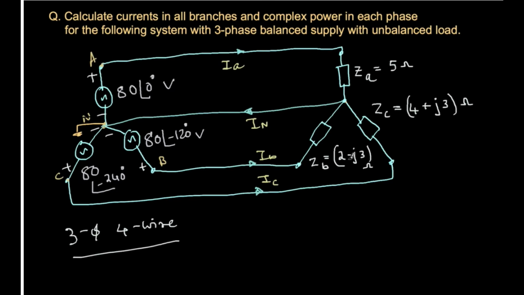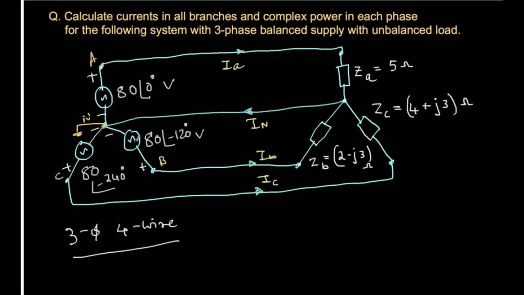Okay, let's come to the question actually. So what is the question? The question is: calculate currents in all branches and complex power in each phase for the following system with three-phase balanced supply and unbalanced load. So it's a pretty straightforward question. You may pause the video now, try the answer yourself, and later you can compare your answers with my answers. So let's try to solve it.